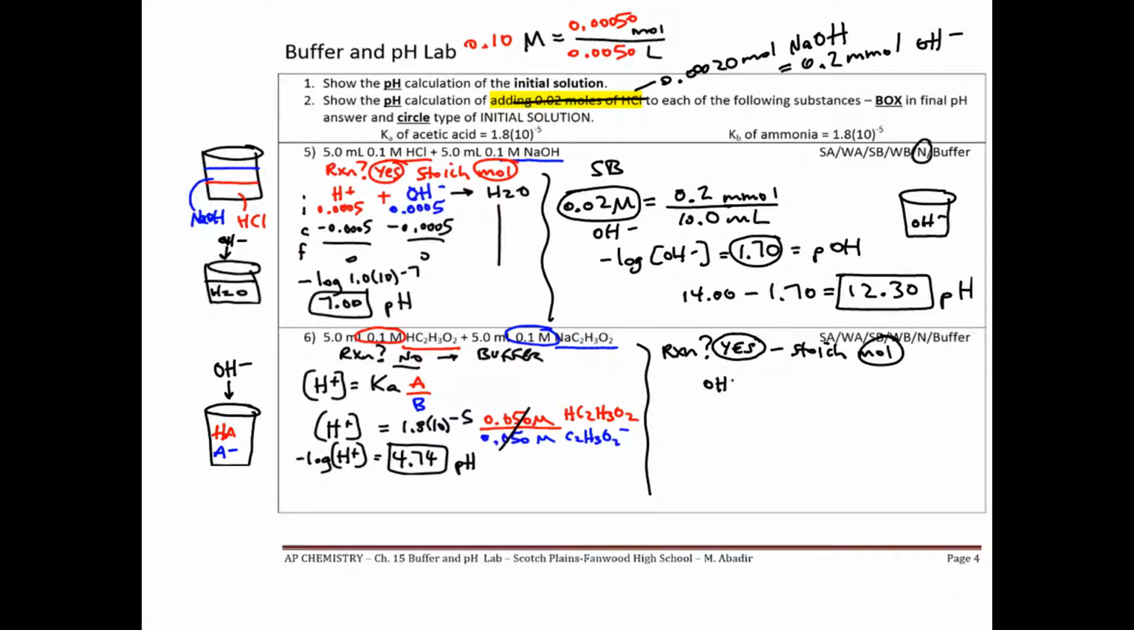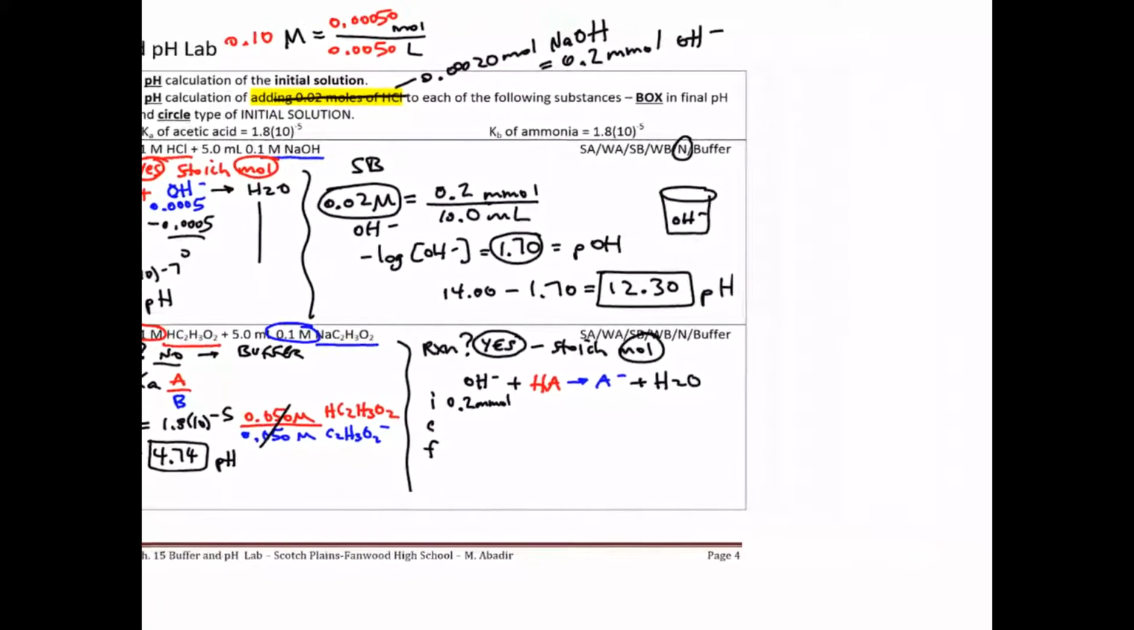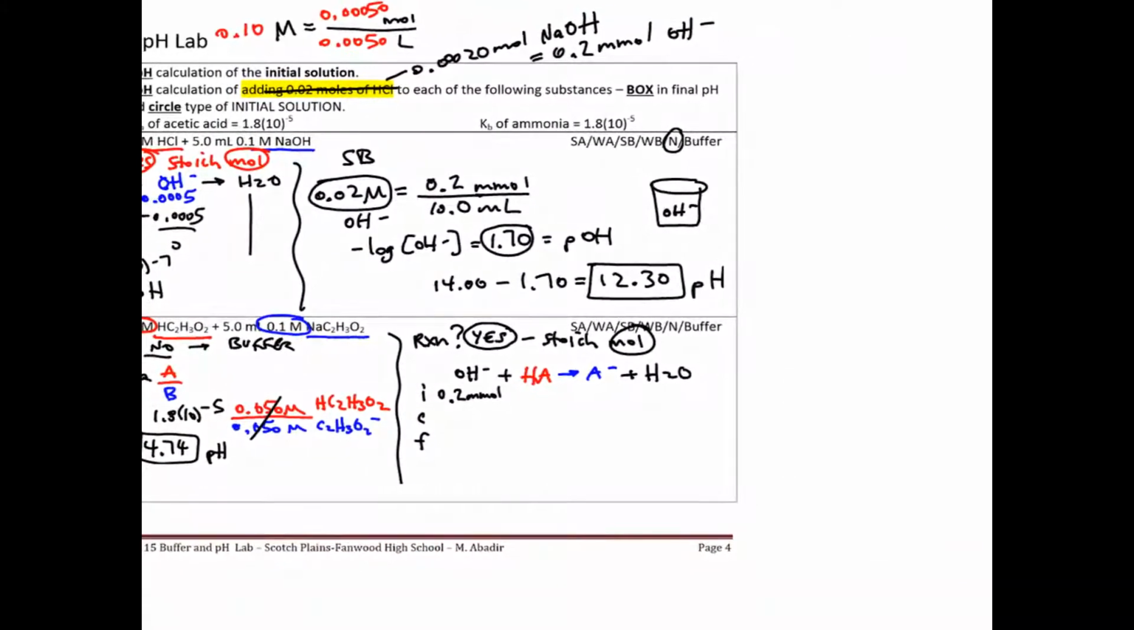So we'll find our OH minus. It's a base, so it wants to react with the acid. The acid is the HA, and that's going to form A minus and water. We do our ICF chart. The millimoles is 0.2 of the OH minus. Now we have to get the original of the weak acid and the weak base. So let's go over here, give ourselves a little room.